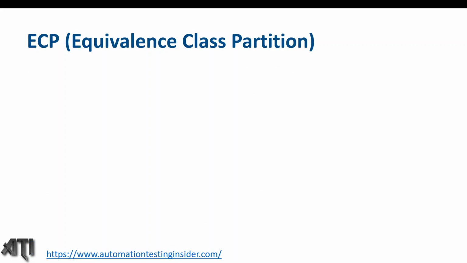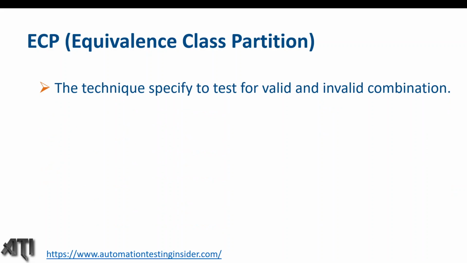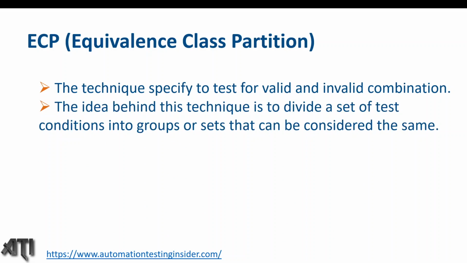So we derived 6 test cases for this password to validate this password field. Now let's talk about the next one, guys. The next one is equivalence class partition. What do you mean by that? The technique is specified to test the valid and invalid combinations. So what do you mean by that?